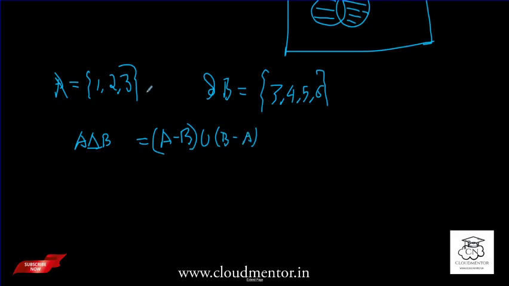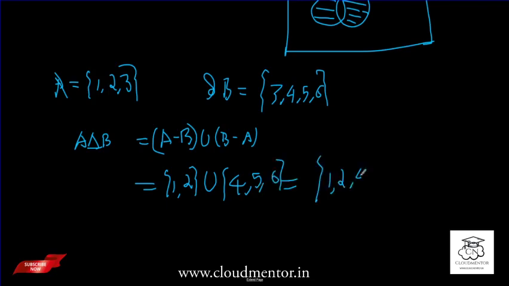So A minus B will be equal to set 1, 2. We must exclude the 3, which is common in A and B. Okay, 1, 2, and union B minus A. In B minus A also we must exclude this 3. So, 4, 5, 6. And the union of them will be 1, 2, 4, 5 and 6. This is the symmetric difference of two sets.